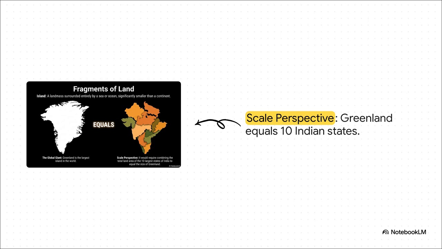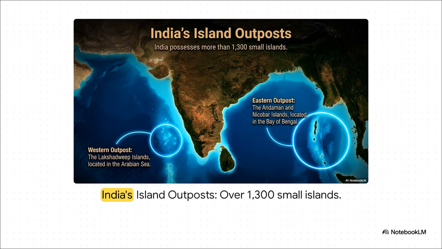It is literally a gigantic fragment of land. Speaking of India, let's zoom in on its specific geographic footprint. India actually possesses more than 1,300 small islands. It features 2 major island outposts.